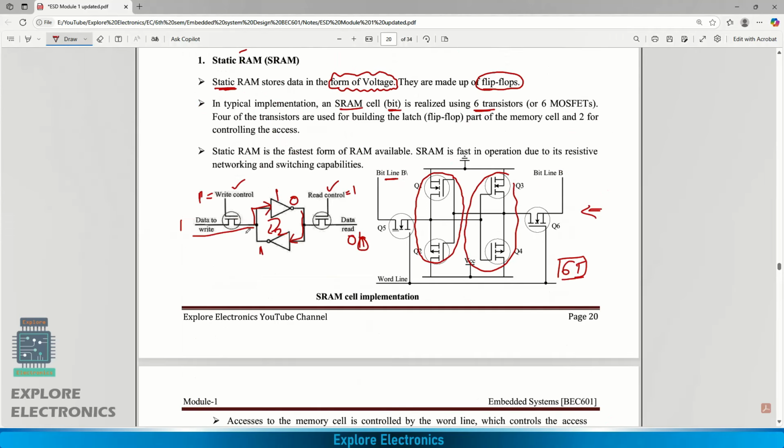But in SRAM, because of the arrangement in such a way that one inverter here, another inverter here, these inverters are getting the data again and again. 0 will come as 1 here, this 1 will be again 0, 0 will be changed to 1. So the voltage levels are maintained. Suppose 1 will be treated as 5 volts and 0 will be treated as 0 volts. This value gets updated whenever we pass through an inverter. So the charge will be stored over here for a longer duration.